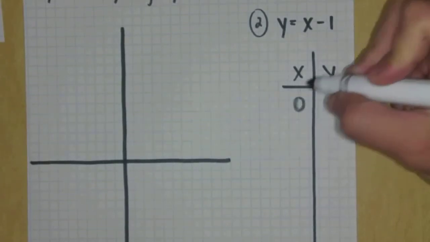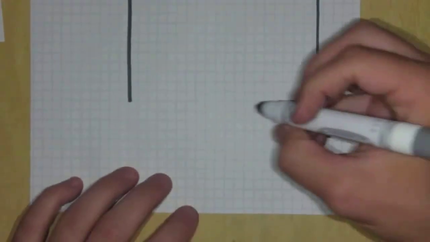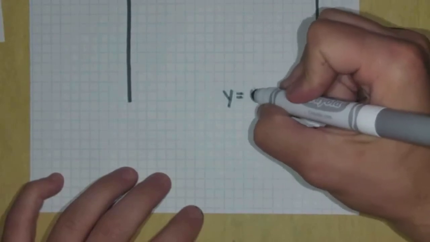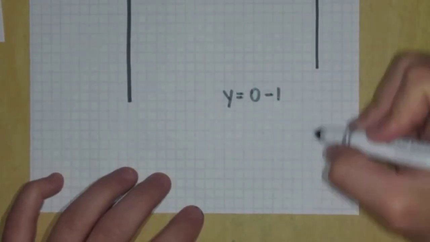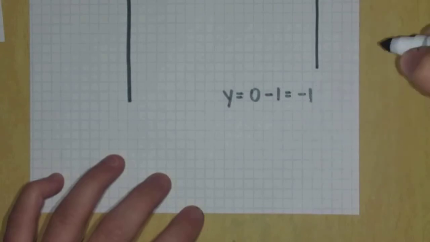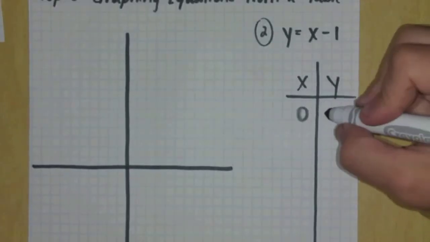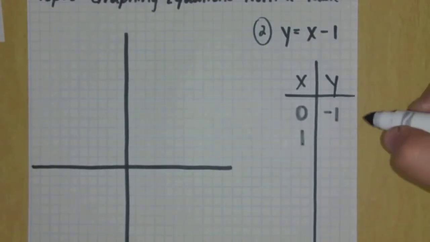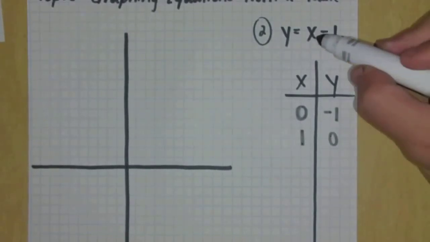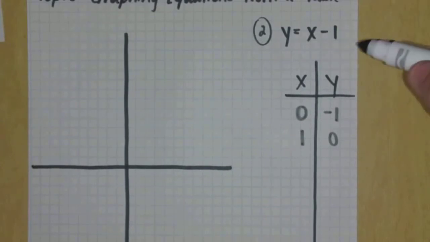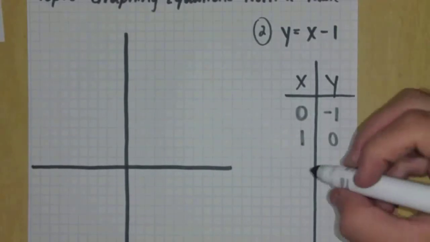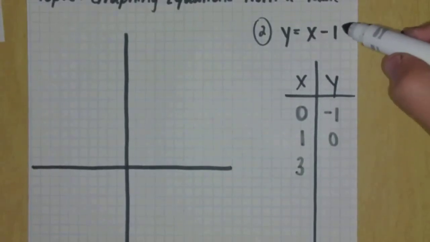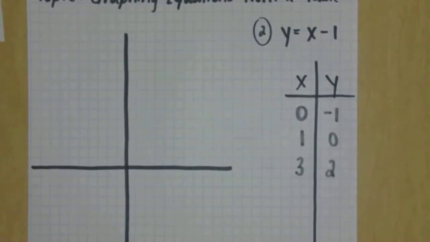So if I plug a 0 in, again, the work for this, I'll do it, but I'll always talk through it in my head. I won't always show it. Y equals 0 minus 1. Well, 0 minus 1 is a negative 1, which means when x is 0, y is negative 1. When x is 1, y is 0. That's because 1 minus 1 is 0. And then let's jump 2 this time. Let's go right to 3. If I plug a 3 in, 3 minus 1 is 2.